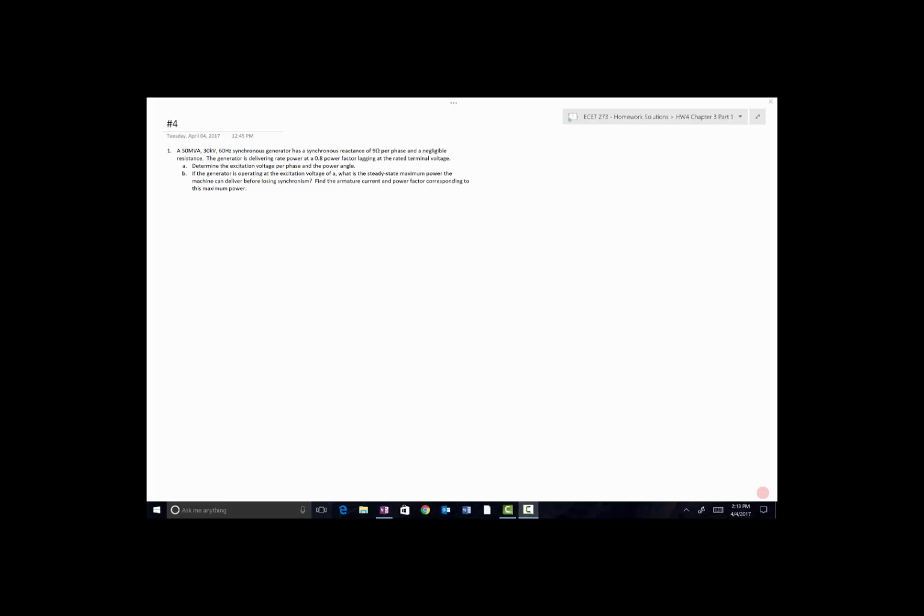And if the generator is operating at the excitation voltage of part A, what is the steady state maximum power the machine can deliver before losing synchronism? Find the armature current and power factor corresponding to this maximum power.